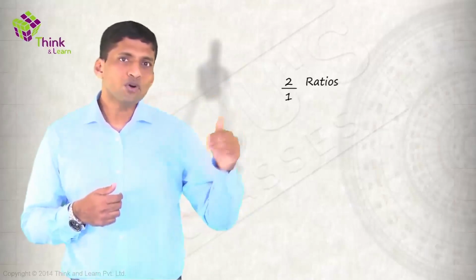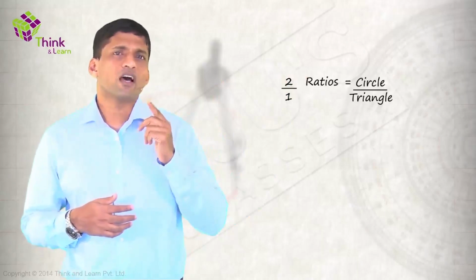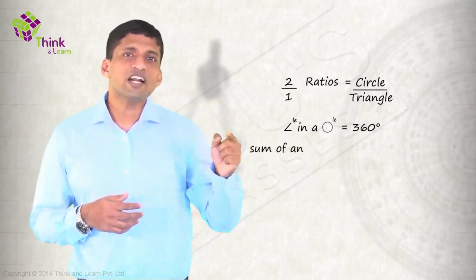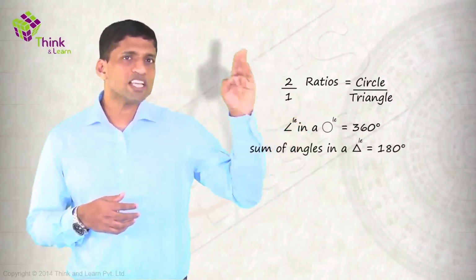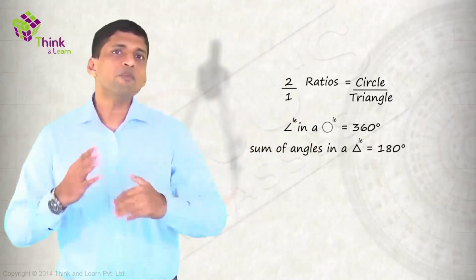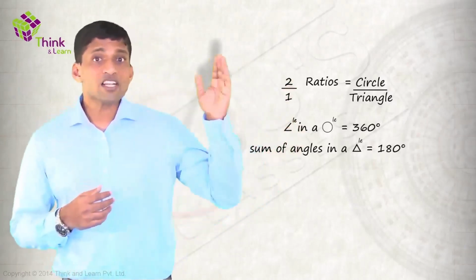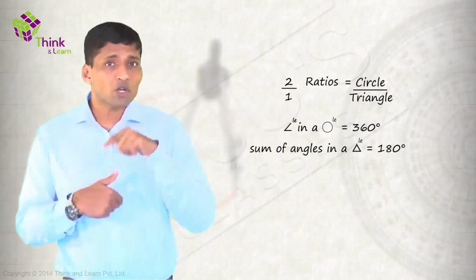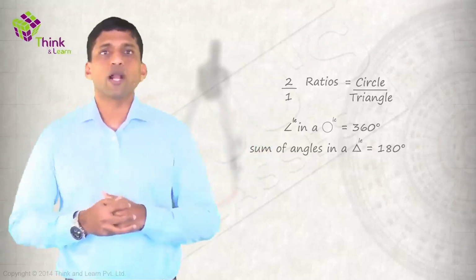A 2 by 1 ratio can be written as circle by triangle also. What is the angle in a circle? That's 360. What is the sum of angles in a triangle? That's 180. There also you can see a 2 by 1 ratio, so let's see whether we can connect this 2 by 1 theorem to a circle by triangle ratio. Angles in a circle is 360. Sum of angles in a triangle is 180. See how I'm going to connect these 2 by 1 to circle by triangle. I'm sure you're going to like it.